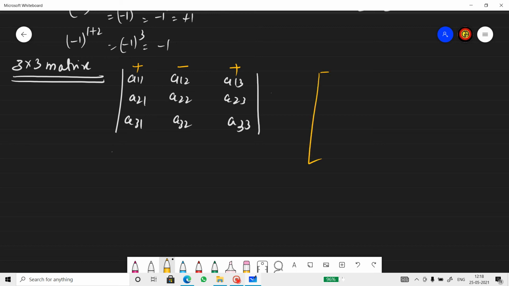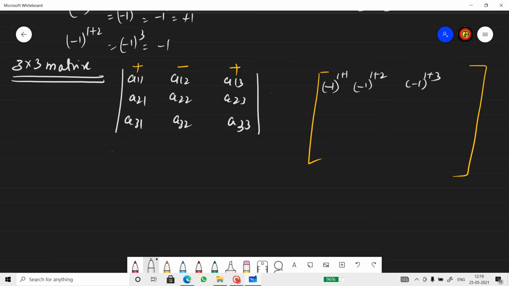Why? Because it is minus 1 to the power of 1 plus 1, minus 1 to the power of 1 plus 2, minus 1 to the power of 1 plus 3. Alright, and in case you are expanding the second row, remember determinant does not mean expansion along only the first row. It can be done for any row or any column. But initially you only do it for the first row because it is comfortable. Later on you can do it for any row or any column, you get the same value.